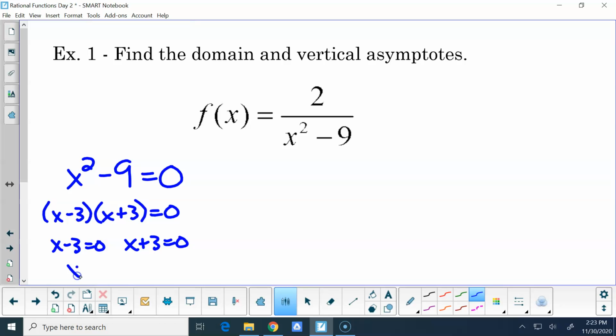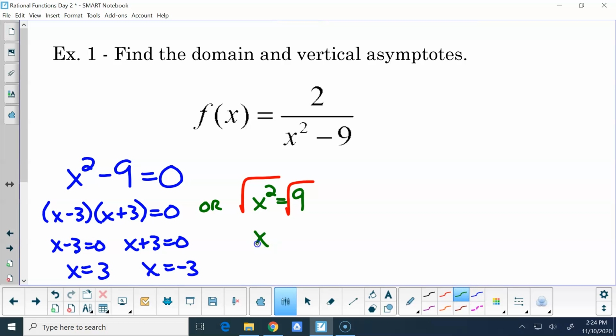We did a lot of this in unit 3. And so we get x equals 3 and we get x equals negative 3. Or we could have said that x squared is equal to 9, taking the square root of both sides. But when I'm solving and I take the square root, that's where that plus or minus comes in. I almost wrote plus or minus the square root of 3, but really it's just plus or minus 3. So the domain here for this one is all real numbers, but x cannot equal plus or minus 3.